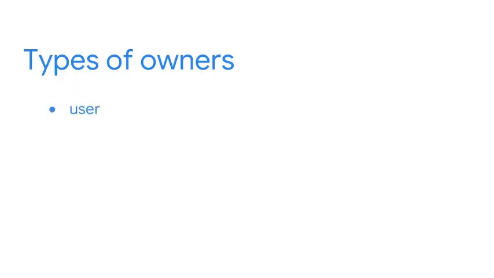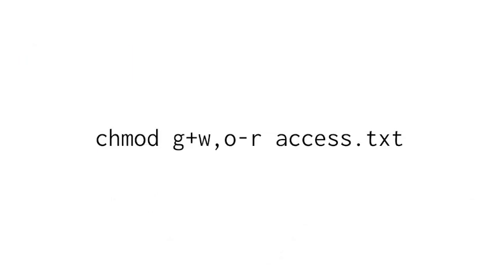Previously, we learned about the three types of owners: user, group, and other. To identify these with chmod, we use u to represent the user, g to represent the group, and o to represent other. In this particular example, g indicates we will make some changes to group permissions, and o to permissions for other. These owner types are separated by a comma in this argument.